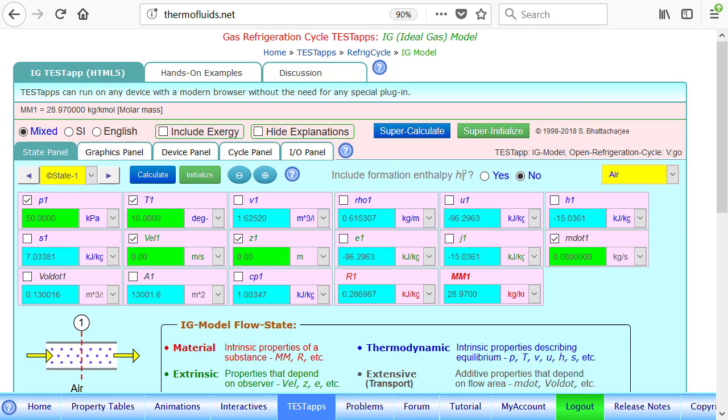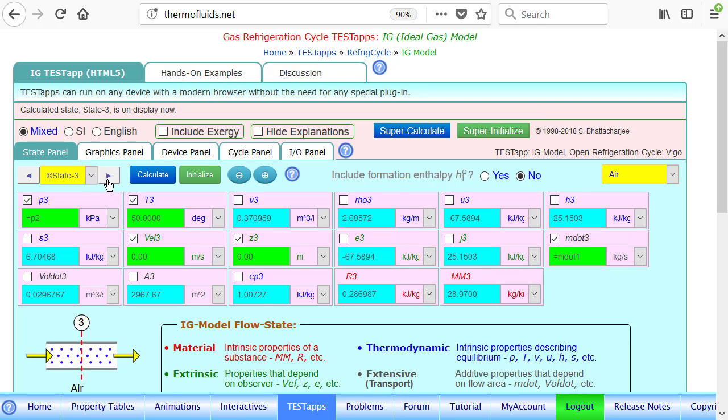Okay, so state 1 is quite simple. Everything is given. Even the mass flow rate is given to us. So state 1 is found. State 2 is isentropic. So S2 equals S1 because compressor exit is isentropic to compressor inlet and the pressure is given to us. Mass flow rate is the same.